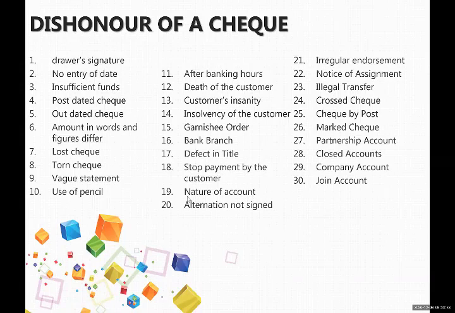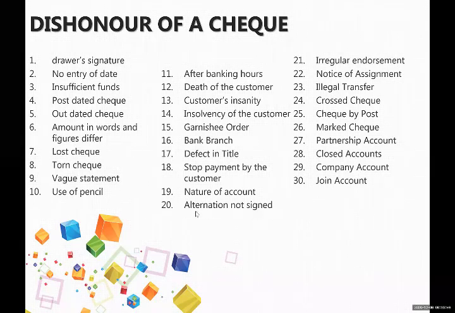Nature of account. For example, you have both a saving account and a current account. By mistake you have issued a current account check in the saving account, or a saving account check in the current account. This could be a reason. If you have issued the wrong nature of account check, then the bank will dishonor the check.